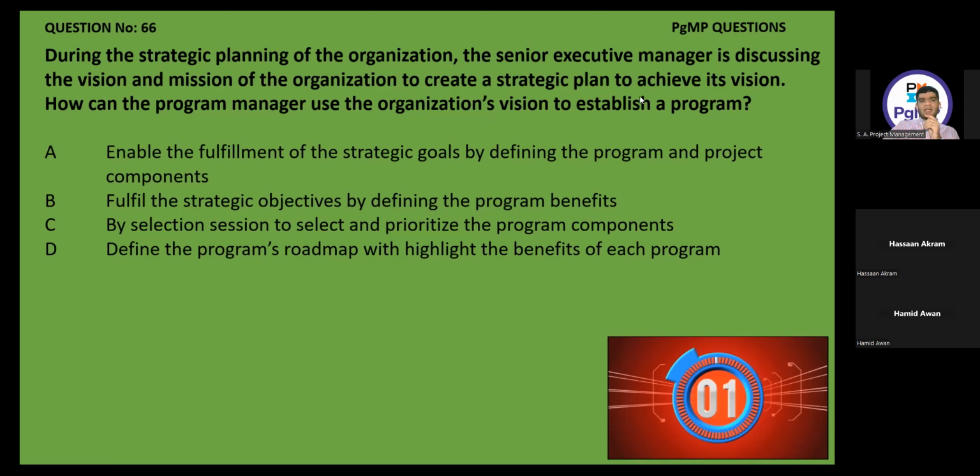But at this moment we are in a vision state. The vision is at the top, the organizational strategy level. So at that moment we don't have the benefits. So if we look into option number A, enable the fulfillment of the strategic goals by defining the program and project components, it means that we are in the definition phase. So as compared to A and B, A is more appropriate because we are defining the program. We are in the first step. First we will define the program components and then we can define the program benefits.